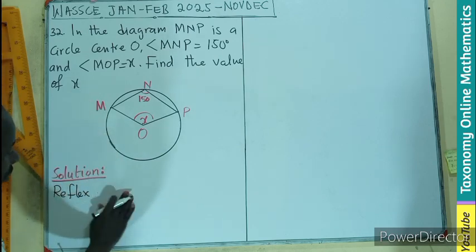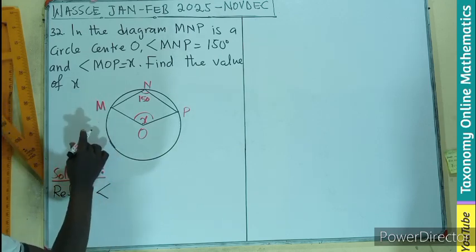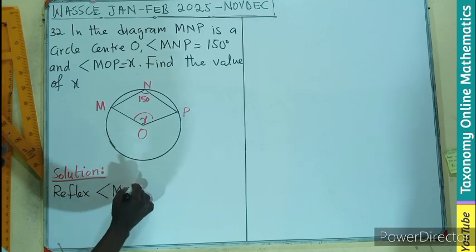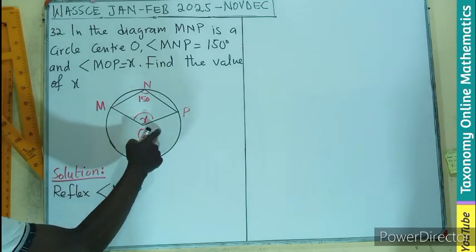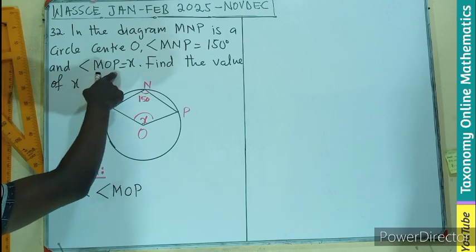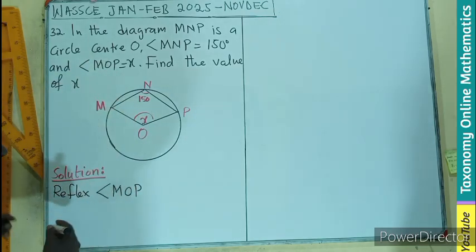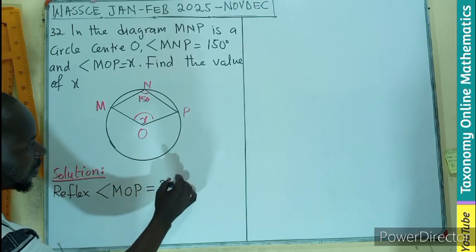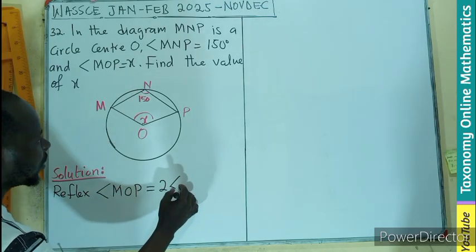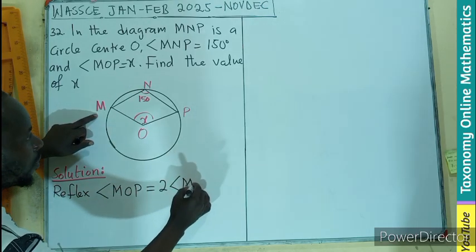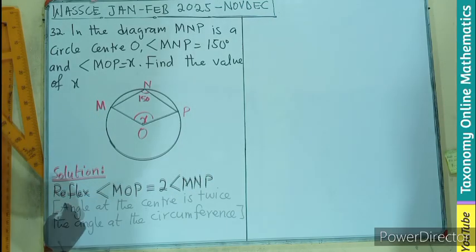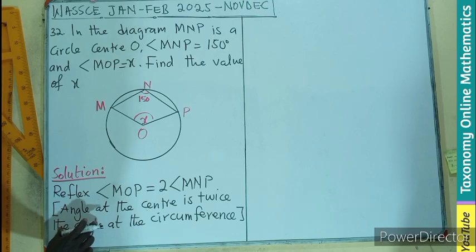let me just use the symbol. We are going to have MOP. That's the reflex angle. Remember, you're looking for MOP, which is the obtuse angle in there. That angle is going to be equals to 2 times the angle M and P. Let's take the property. So that is angle at the center is twice the angle at the circumference.